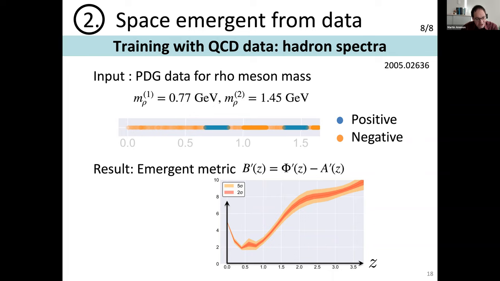That's right, yes. So of course, depending on what data you use, the emergent metric would differ. For example, in this case I use just the Particle Data Group data. And of course, rho meson mass has a width. So this is just the central value of it, but it has a width. You can implement the width in holographic models, but here we just use the width as the width of this positive data. This is not a correct use of the width, but anyway, we use it that way.